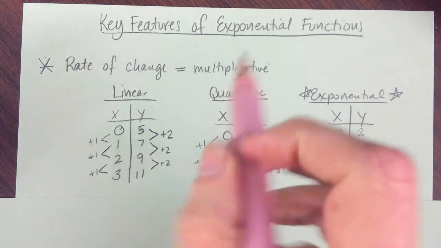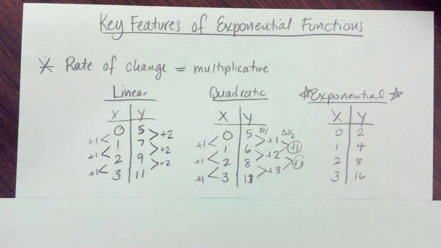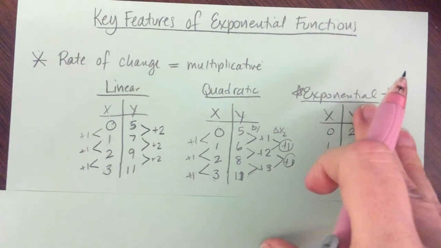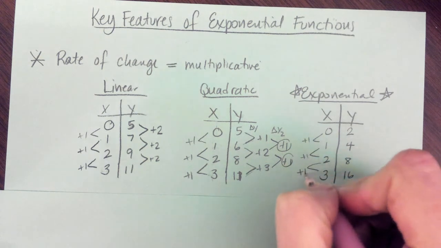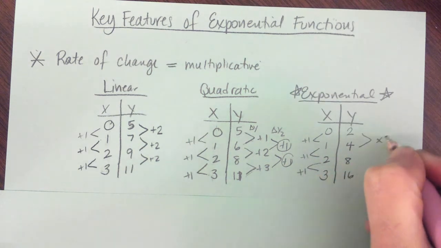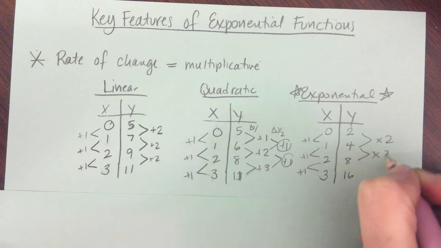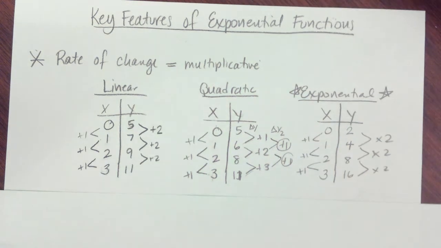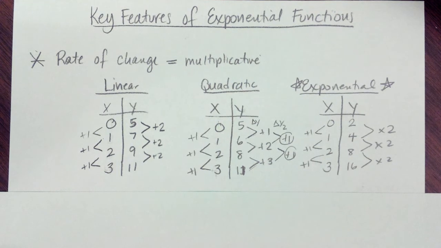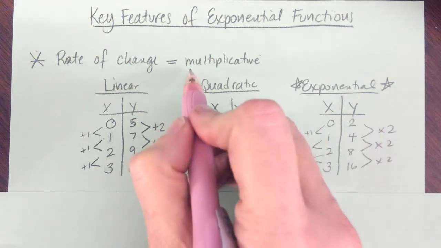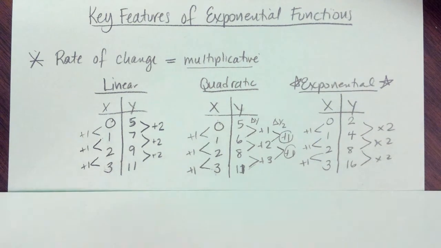So linear and quadratic, even still, I'm adding to get to the next row. But what makes exponential functions different is that I'm multiplying to get to the next row. Of the functions we've seen so far, exponential are the only ones where I multiply to get to the next value in my table instead of adding. So that's one of the things that makes them different: they have a multiplicative rate of change.